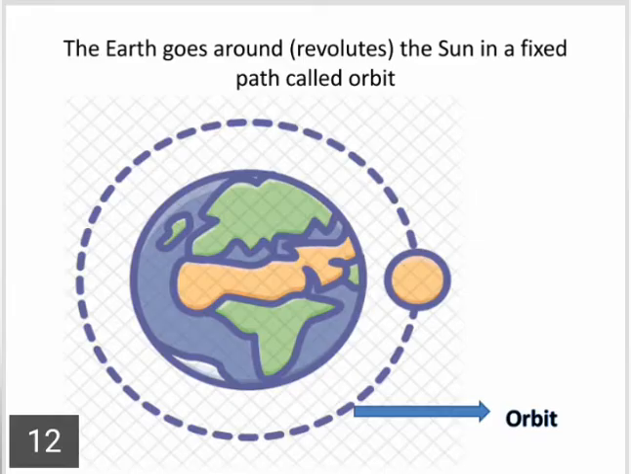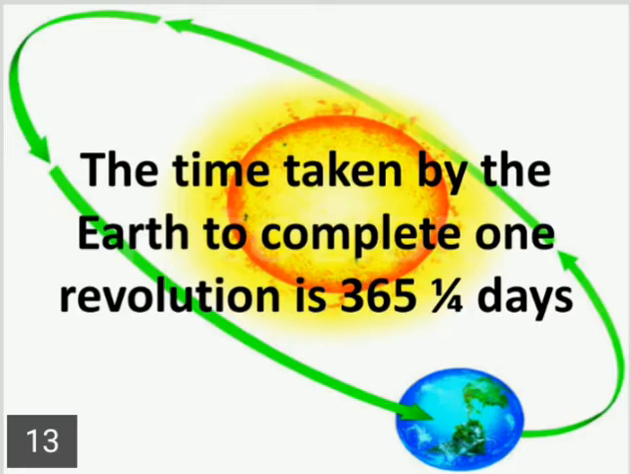Now in the picture you can see the Moon is revolving around the Earth. Now the Moon also moves in a fixed path around the Earth, which is called the orbit. The time taken by the Earth to complete one revolution, or one complete circle around the Sun, is 365.25 days.